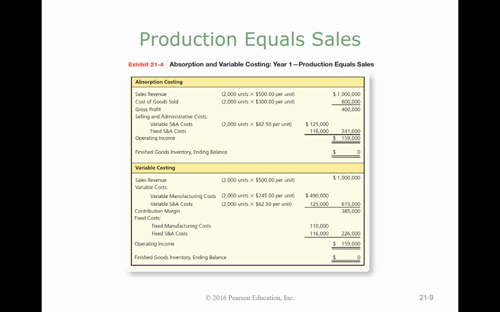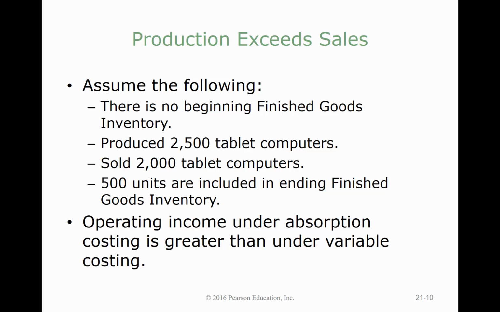But when our production exceeds sales, that means if we had no finished goods inventory when we started, here we produce 2,500 and sell 2,000, which means we have 500 units left over at the end. When that happens, our operating income is going to be greater under absorption costing than under variable costing.